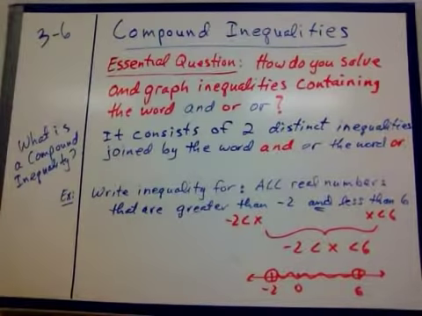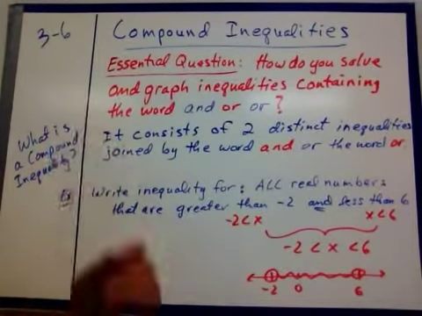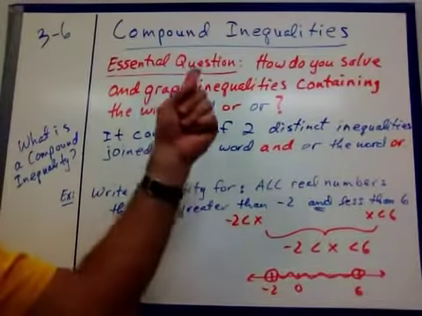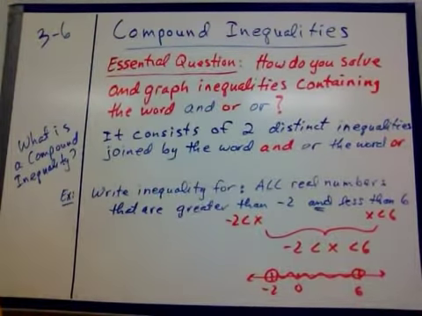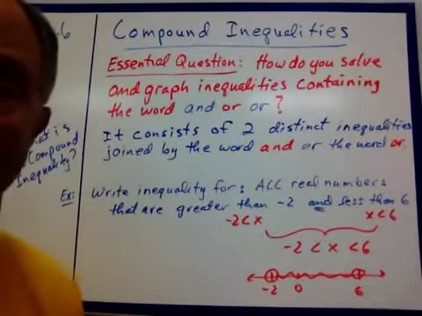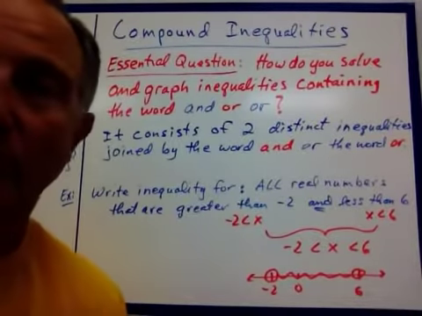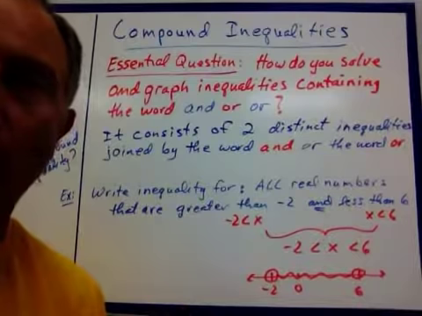Alright, Algebra 1. Moving on with inequalities here. We're in 3.6 now. Compound inequalities. Our essential question is, how do you solve and graph inequalities containing the word "and" or the word "or"? Basically, what we're looking at here is two inequalities put together.